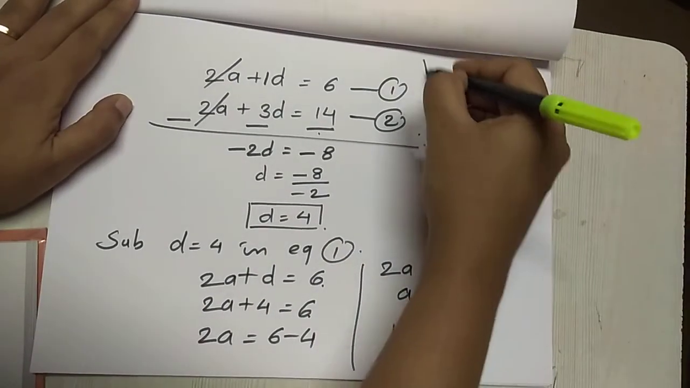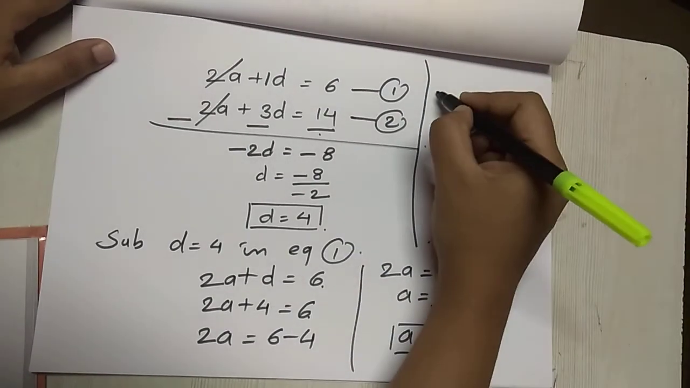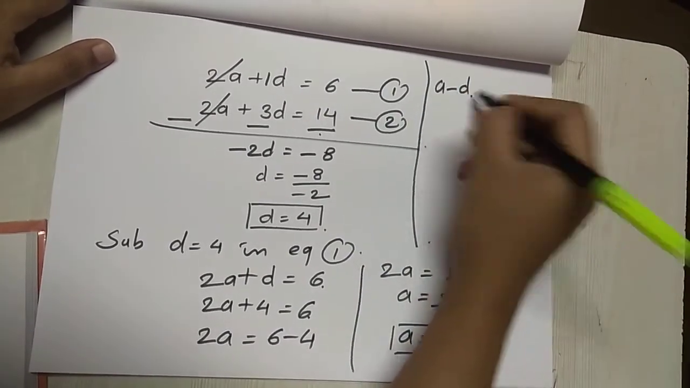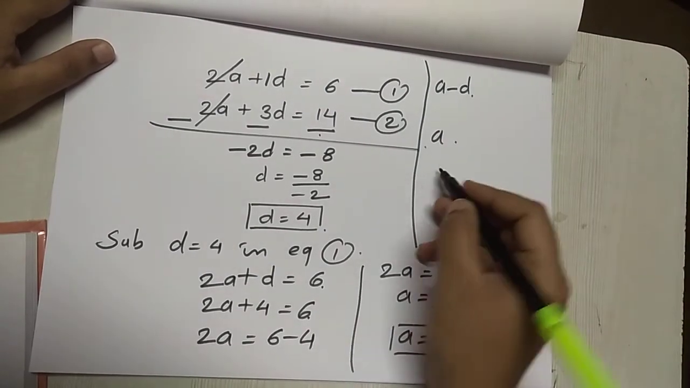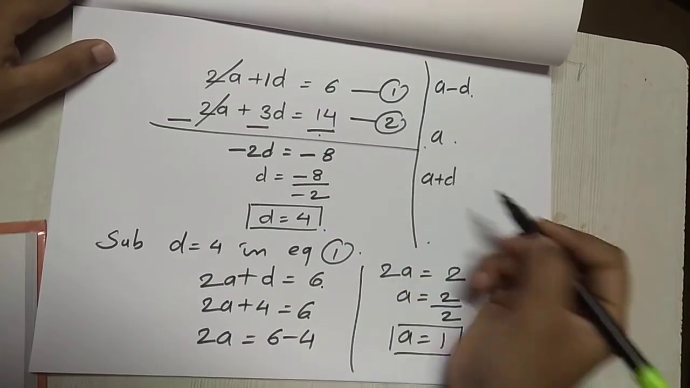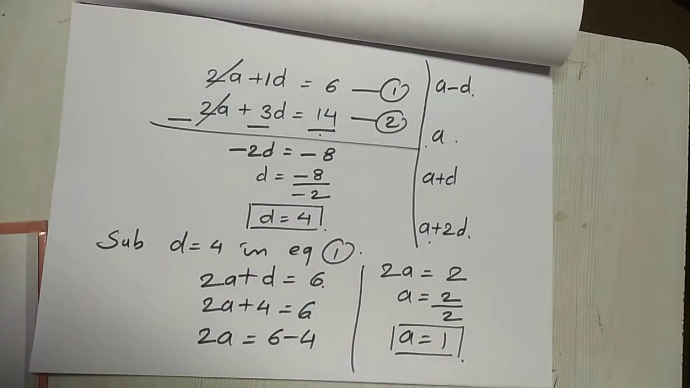Now let's calculate the 4 terms. What were the 4 terms, children? Just recall what were the 4 terms. The first term was a minus d. The second term was a. The third term was a plus d. And the fourth term was a plus 2d. Let's get these 4 terms.